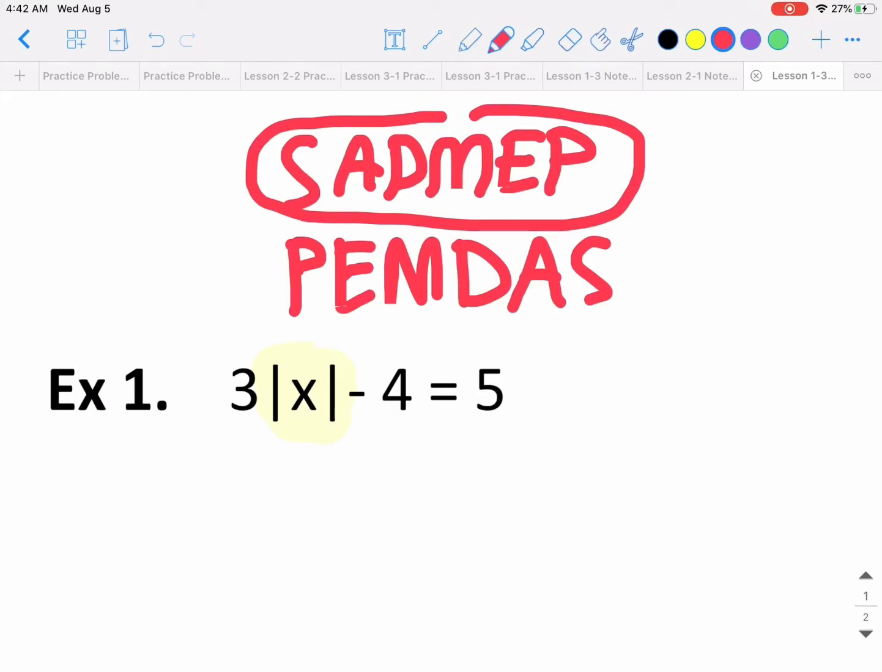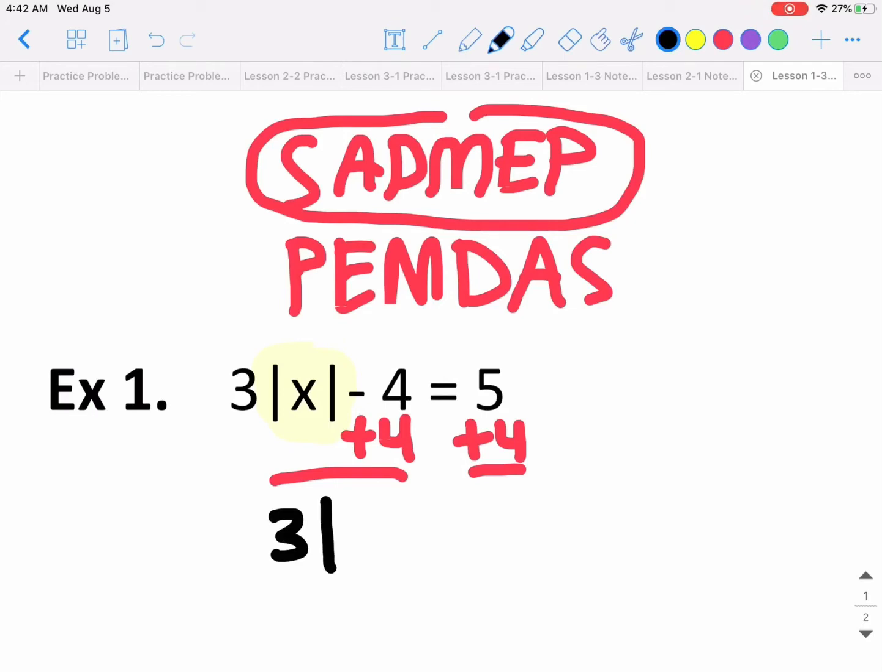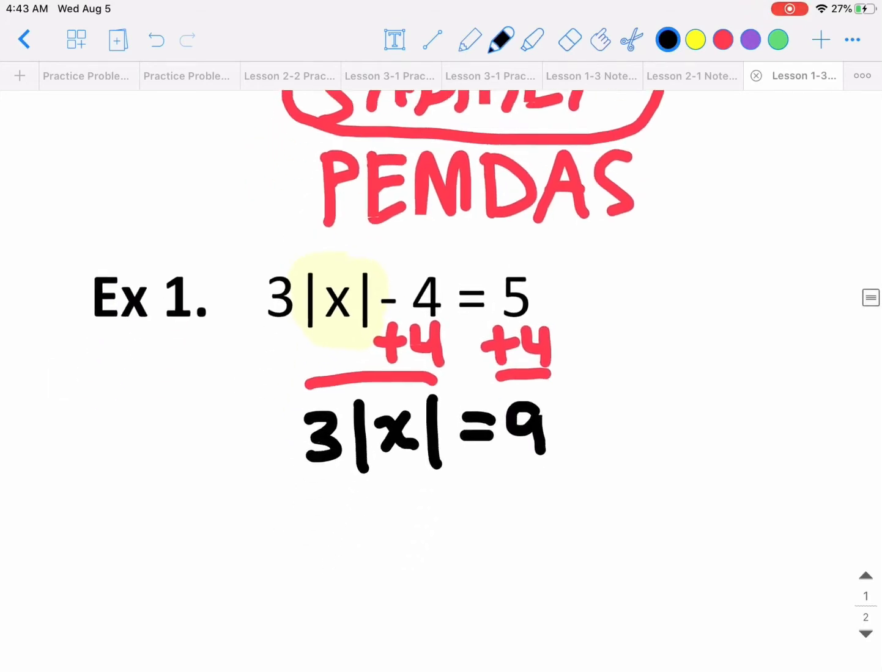So the first one that we undo is subtraction. I see subtraction here. I'm subtracting by 4. So the first thing that I want to do is undo that. And to undo minusing 4, I add 4. If I do that on the left, I got to do that on the right. Got to keep my equation balanced. So I have now 3 times the absolute value of x is equal to 9.